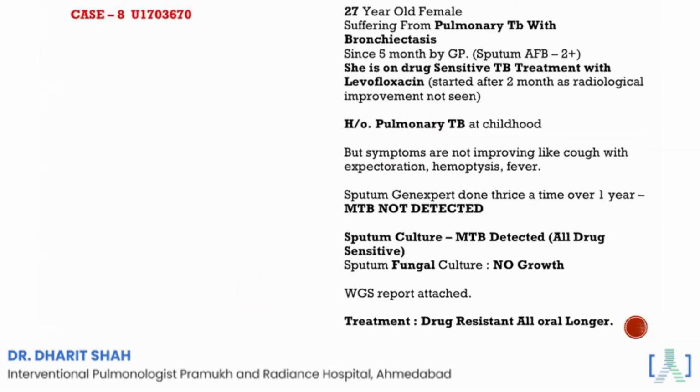A 27-year-old female patient is suffering from pulmonary TB, maybe with post-TB bronchiectasis changes. She has been on treatment for pulmonary TB for 5 months, with a positive sputum AFB 2+ report 5 months ago. Some general practitioners have started treatment for drug-sensitive tuberculosis.